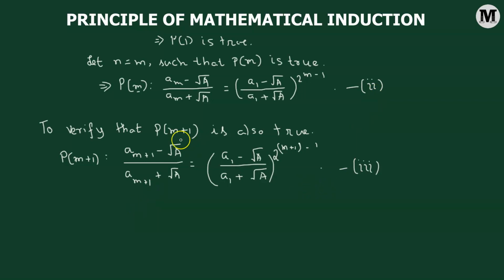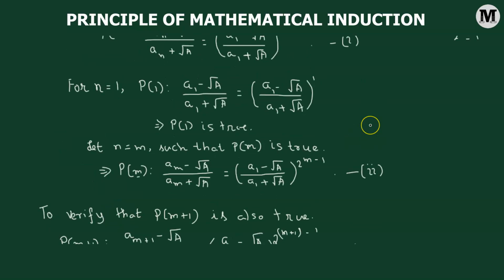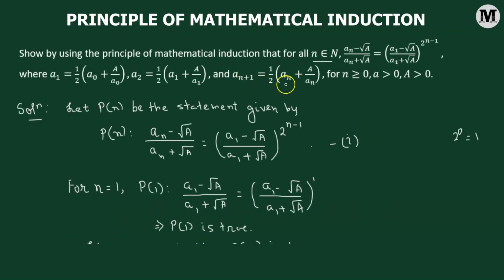Okay, so we will take the help of 2, and there are also some given values. So let's note those given values as well. Here we are given the value of a1, we are given the value of a2, and we are given the value of a(n+1). So let's note these values.